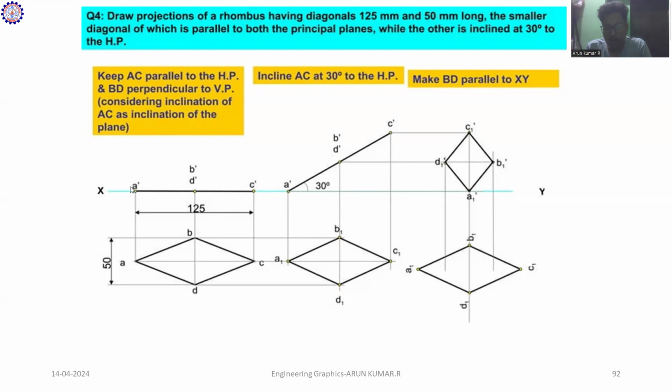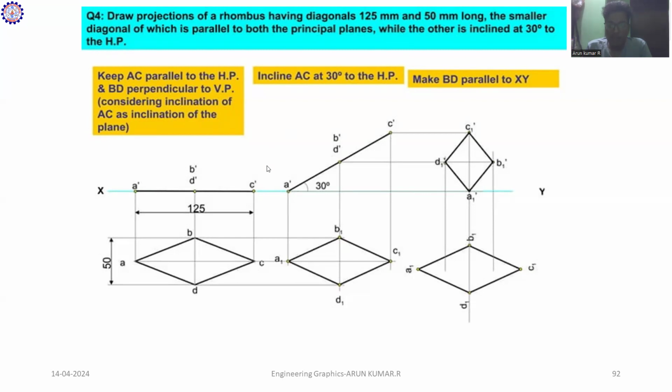So the front view is what we get as a line view. After constructing this, you have to measure the length value, like A dash and C dash, and take note of it. The next step is to incline it 30 degrees to the HP. That is the condition of this question. Along the XY line, you place one point, and at that point you make an angle of 30 degrees.